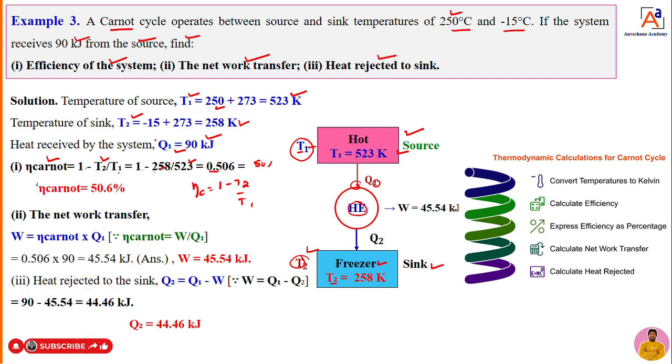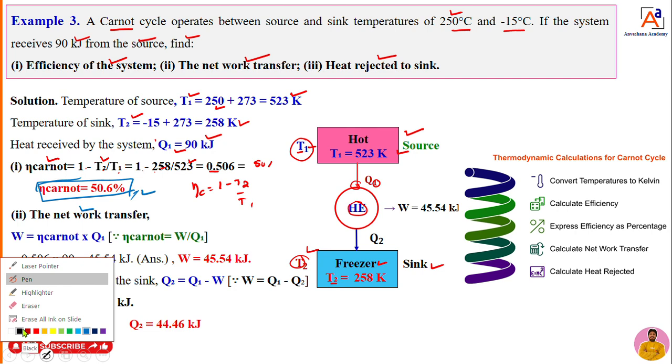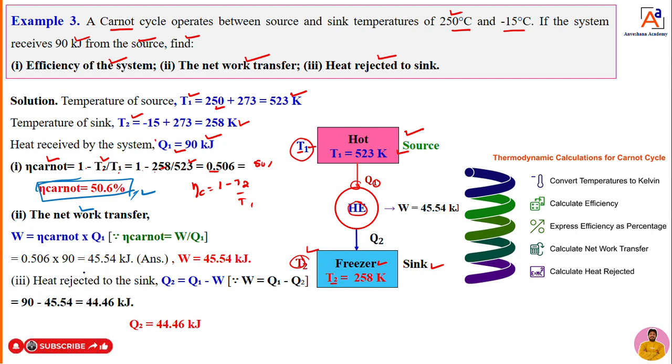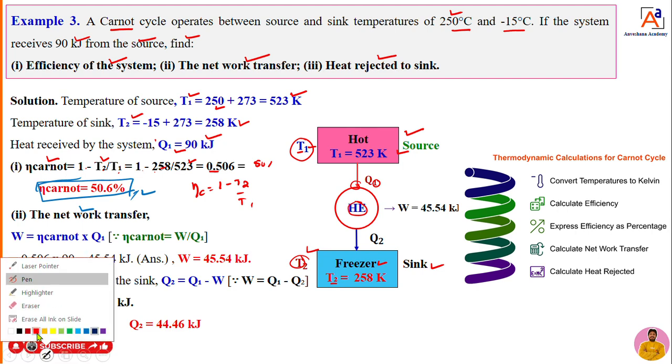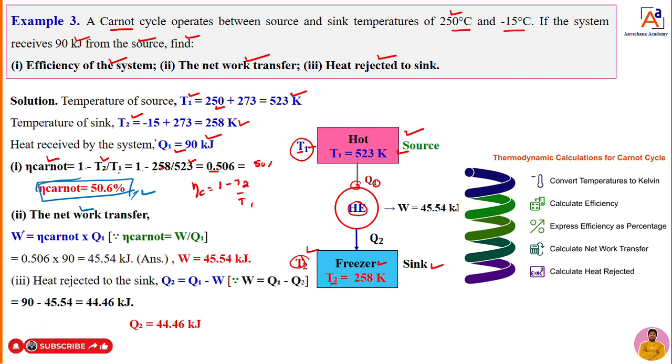So therefore what I can say, the efficiency of the Carnot engine is 50%. That is the first one. Second one, net work done. How to calculate the net work done in the Carnot engine? In the Carnot cycle, how to calculate work done?